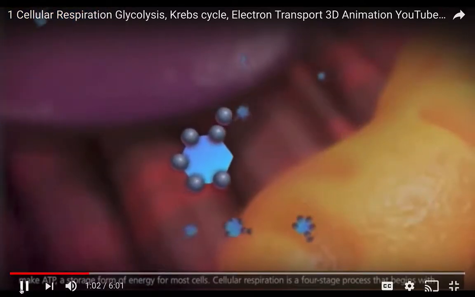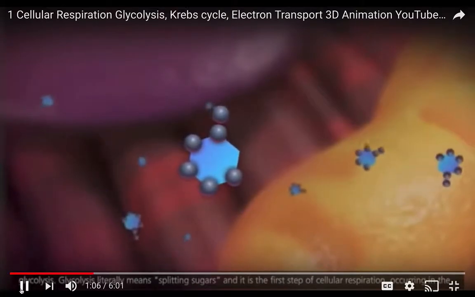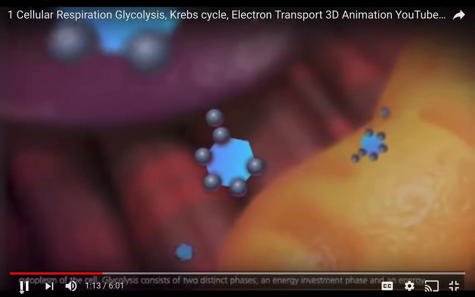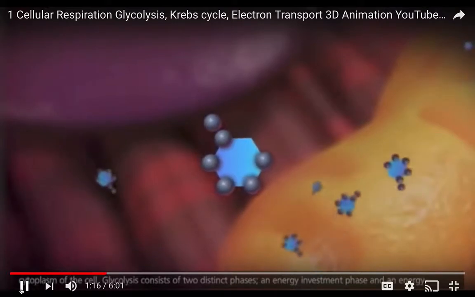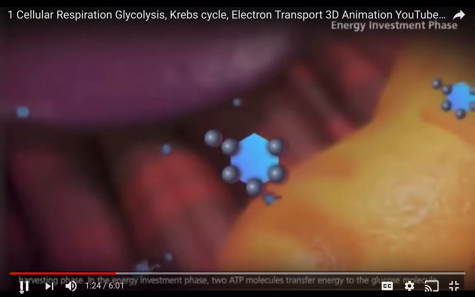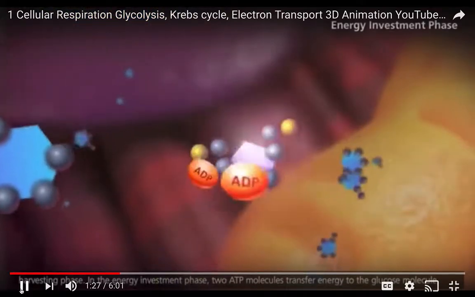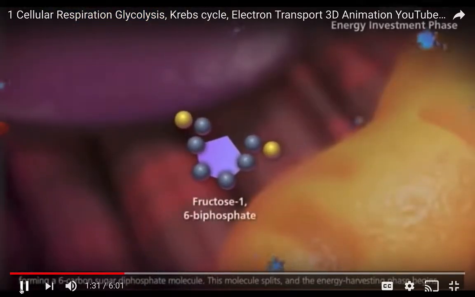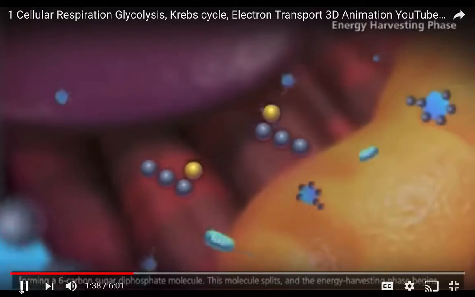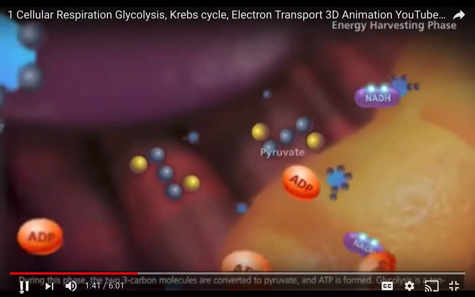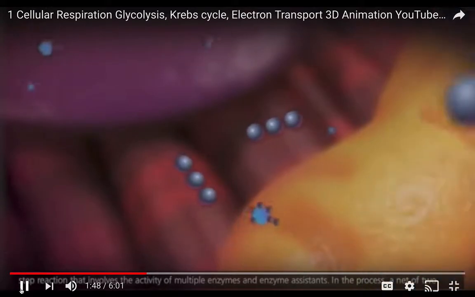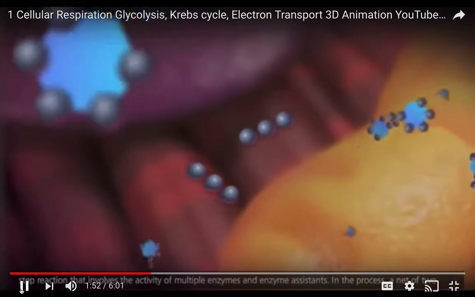Cellular respiration is a 4-stage process that begins with glycolysis. Glycolysis literally means splitting sugars, and it is the first step of cellular respiration, occurring in the cytoplasm of the cell. Glycolysis consists of 2 distinct phases, an energy investment phase and an energy harvesting phase. In the energy investment phase, 2 ATP molecules transfer energy to the glucose molecule, forming a 6-carbon sugar diphosphate molecule. This molecule splits, and the energy harvesting phase begins. During this phase, the 2 3-carbon molecules are converted to pyruvate, and ATP is formed. Glycolysis is a 10-step reaction that involves the activity of multiple enzymes and enzyme assistants.